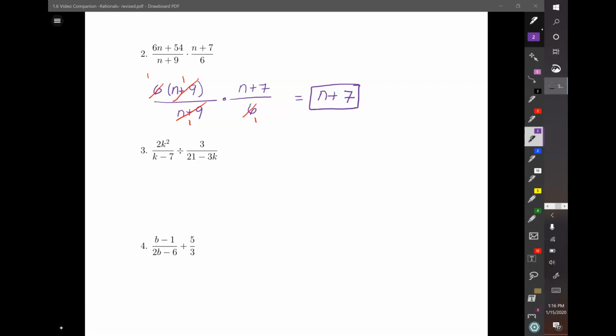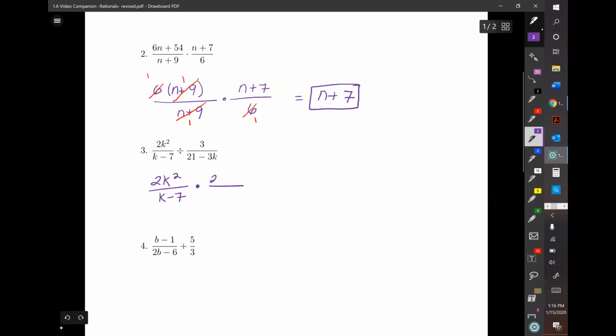So the first thing I'm going to do, just so I don't forget, is change this second term. So I'm writing 2k squared over k minus 7 as the first term. And then I'm going to multiply by the second term. I'm going to change it around to its reciprocal, 21 minus 3k divided by 3. As dividing fractions, you need to multiply by the reciprocal. And sometimes if you just start right off factoring things, it's really easy to forget to flip it.